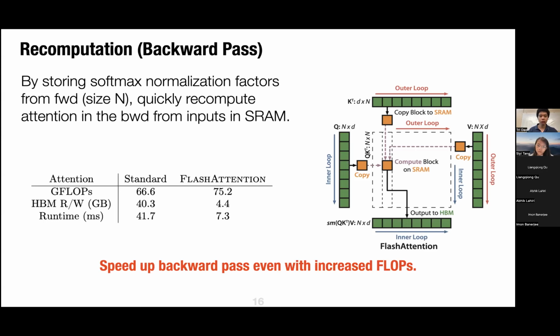Here I'm comparing the standard implementation with FlashAttention in this table. First of all, in terms of flops, we actually incur more flops. It's about 12% more because we recompute things in the backward pass. But in terms of HBM reads and writes, so memory reads and writes, we're about 9 times smaller. And in terms of runtime, in this case, we're about 6 times smaller. So even though we recompute things, even though we incur more flops, surprisingly, it actually speeds things up.